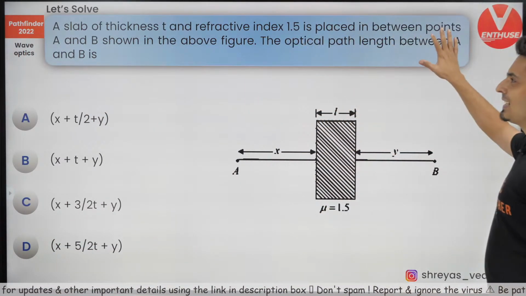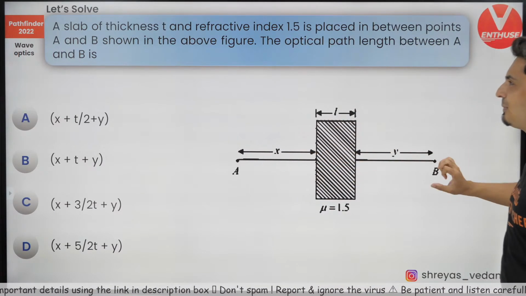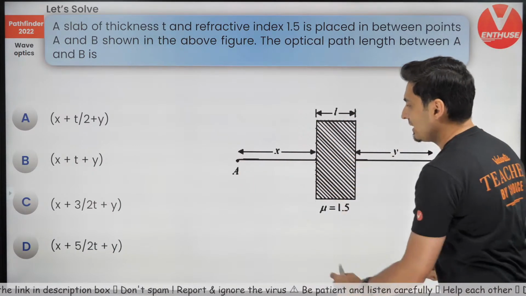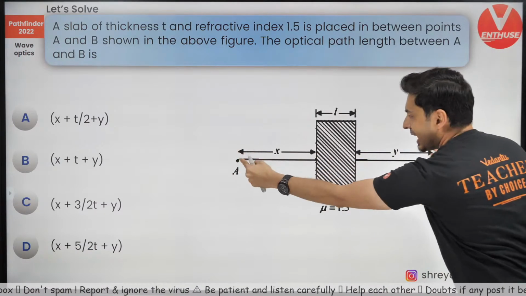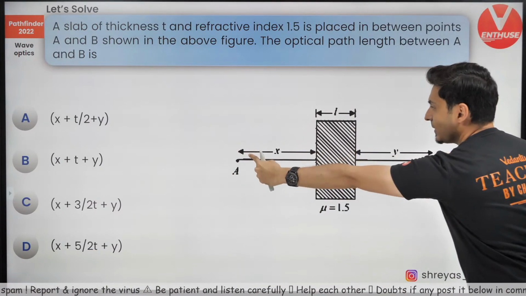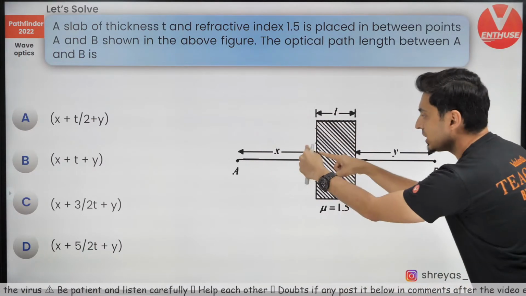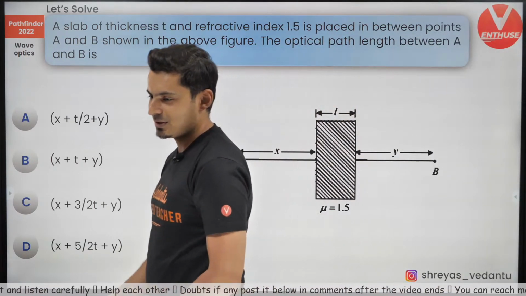So we have a slab of thickness L and some refractive index. It is placed between 2 points A and B as shown. What is the optical path length? What's the equivalent path? See, the geometrical path is x plus L plus y. This is the actual length. If you add that, you will get the geometrical path. But the equivalent path is something else, because the light slows down over here. So what's the equivalent path? That's the question.